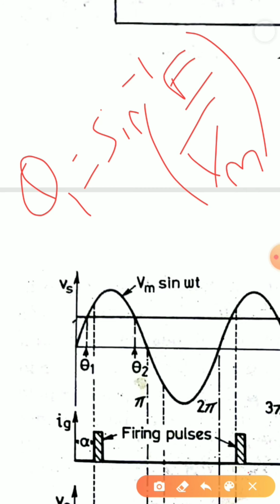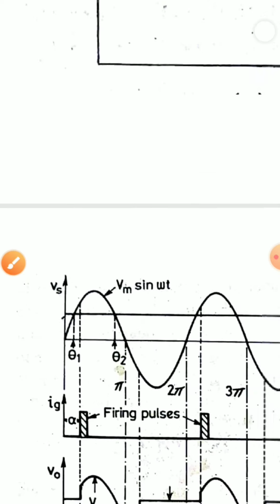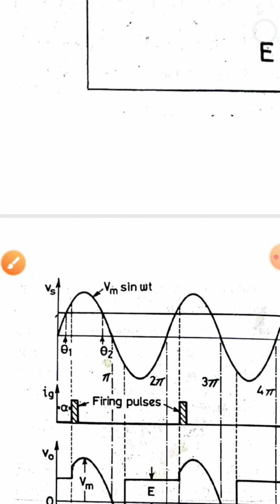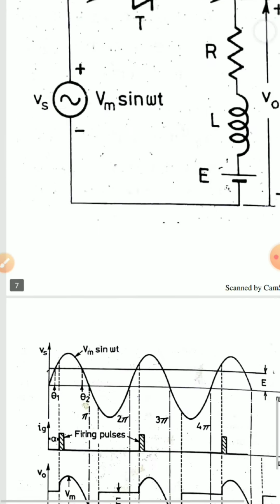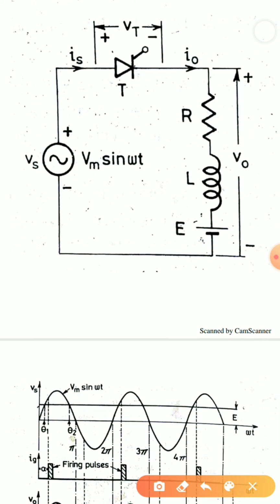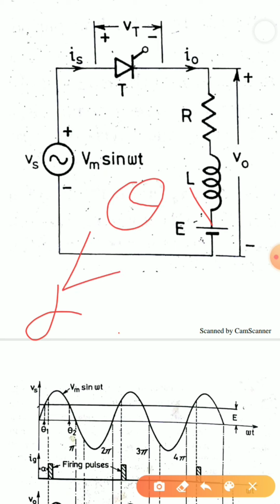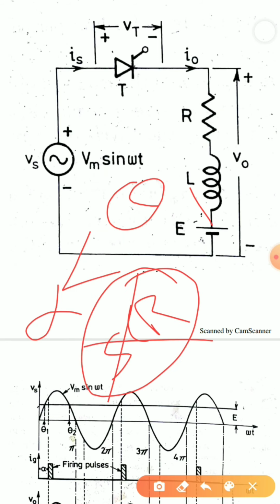When I am using an RLE load, I have to find the value of theta1 because theta1 plays a very important role in the operation of an SCR in a single phase half wave converter with RLE load connected. For example, if I give a firing pulse which is less than theta1, my SCR will not turn on and will remain reverse biased.